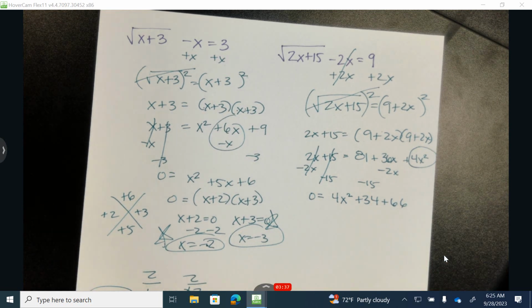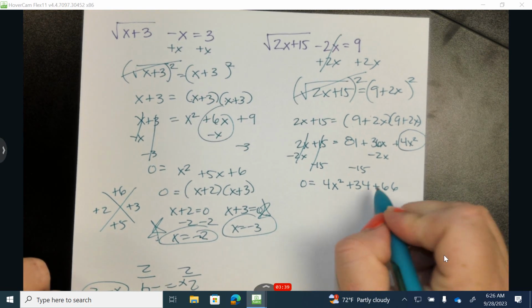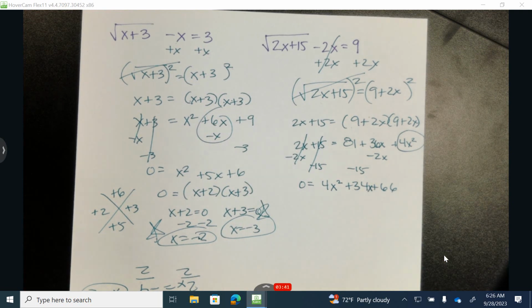And I'm going to see, can I factor this? And if I can't factor, if it doesn't come to me real quick, then I'm going to use the quadratic formula. Okay, let's see what we can do here. Well, I personally would probably start by recognizing that all of them are even terms. That would be the first thing I would do.